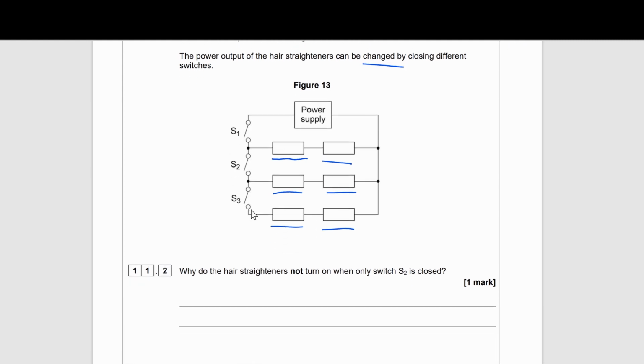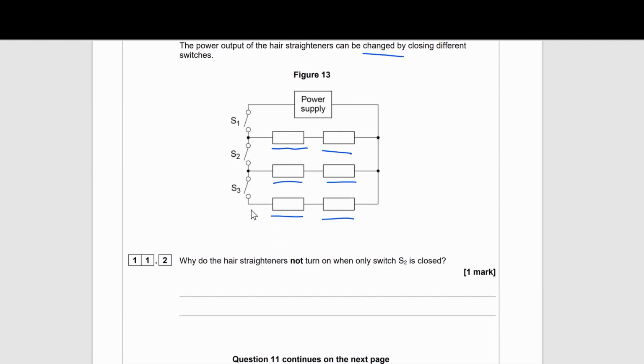11.2. Why do the hair straighteners not turn on when only switch S2 is closed? So if this was actually closed now, why do we not get the hair straighteners turning on? Well, let's think about what's happening during the power supply then. We should get our electrons being transferred, moving around our circuit. However, it can't move through S1 because there is a gap in the circuit.